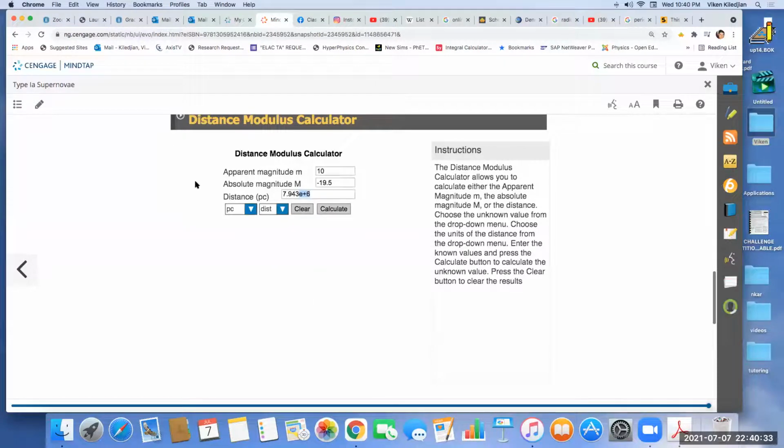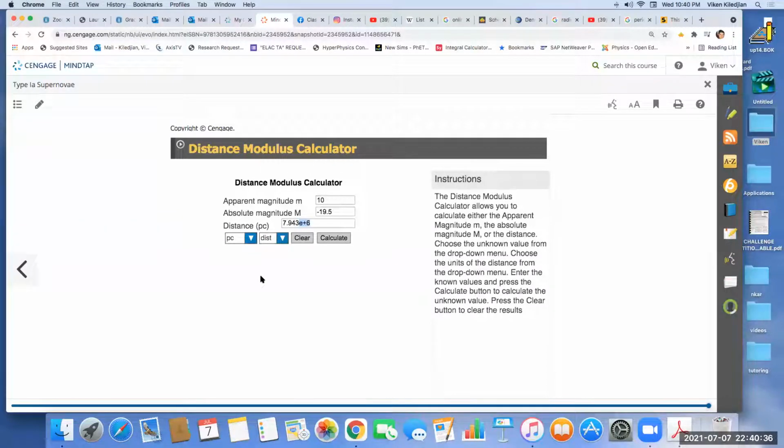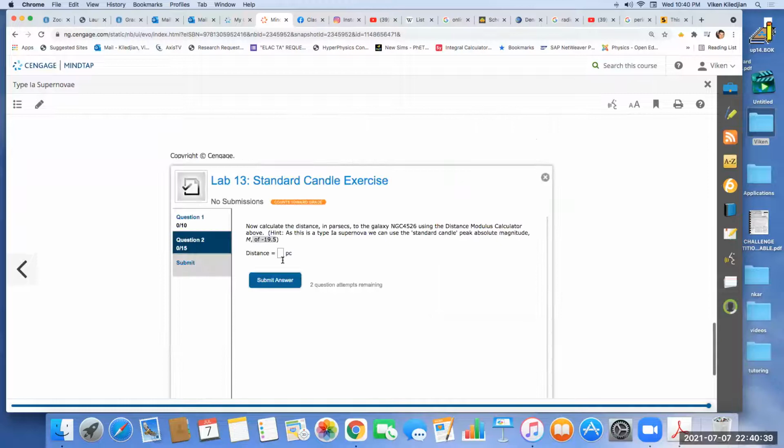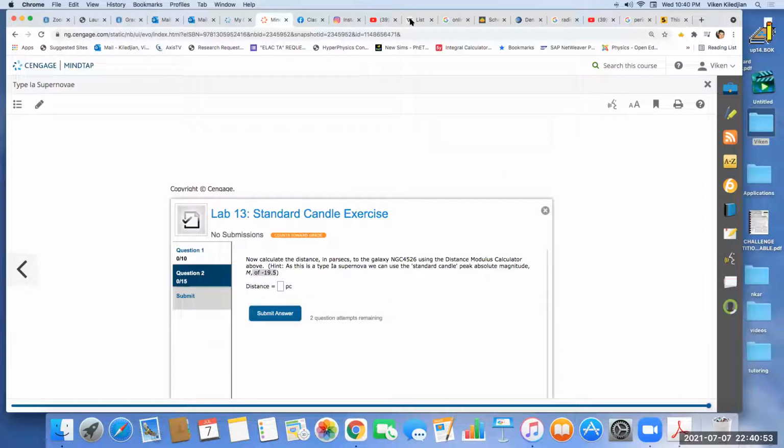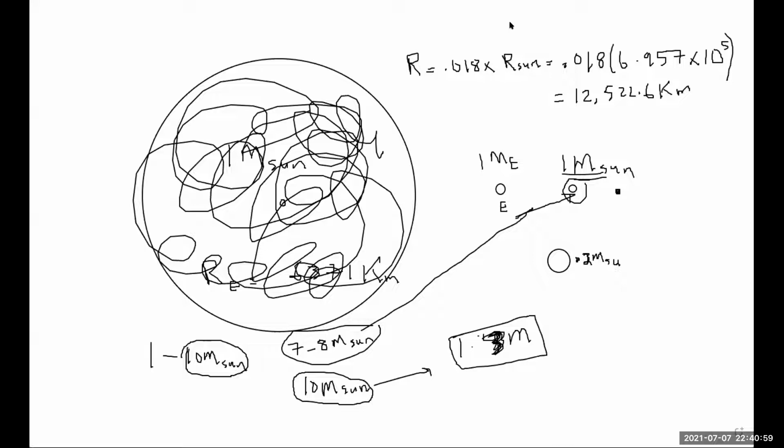So then you would take a picture of this and put it here: 7.943 times 10 to the 6th parsecs. And then you would actually show the work for how you get that. Remember what the equation was from the previous lab? Something like 10 to the power of (m minus M plus 5) over 5. And that was the distance.